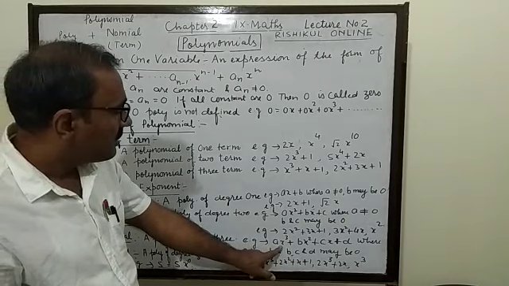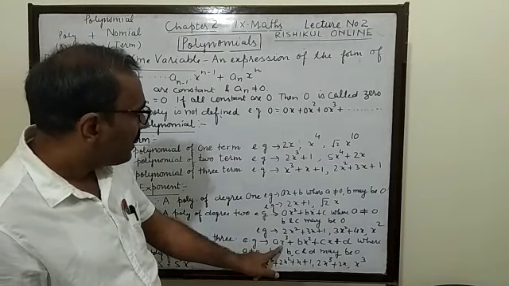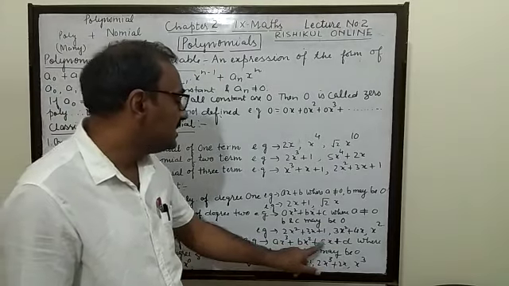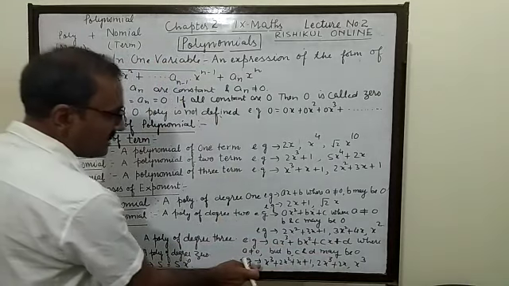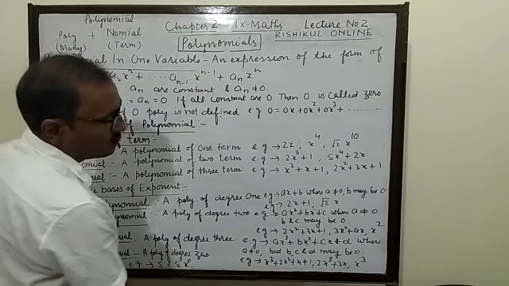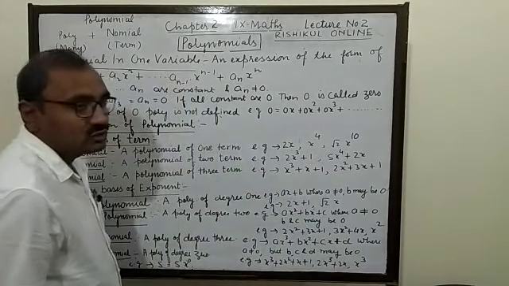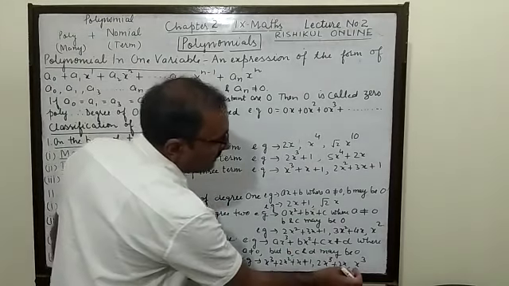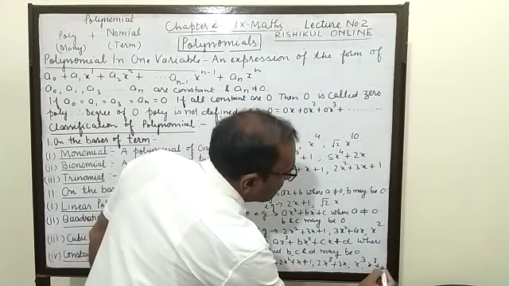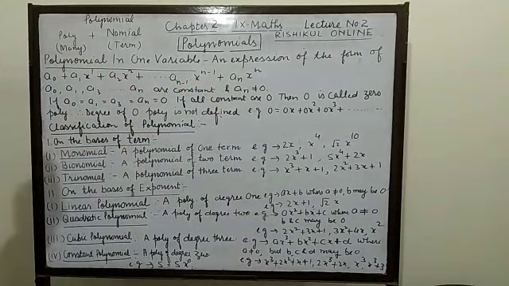And then the cubic polynomial, a polynomial of degree 3. General form: a polynomial in the form ax cube plus bx square plus cx plus d, where a is not equal to 0, and b, c and d may be 0. Like this: x cube plus 2x square plus x plus 1 is a cubic polynomial because its highest degree is 3. 2x cube plus 2x is also a cubic polynomial because the highest degree is 3. X cube is also a cubic polynomial, and x cube plus 3 is also a cubic polynomial because the highest degree is 3.